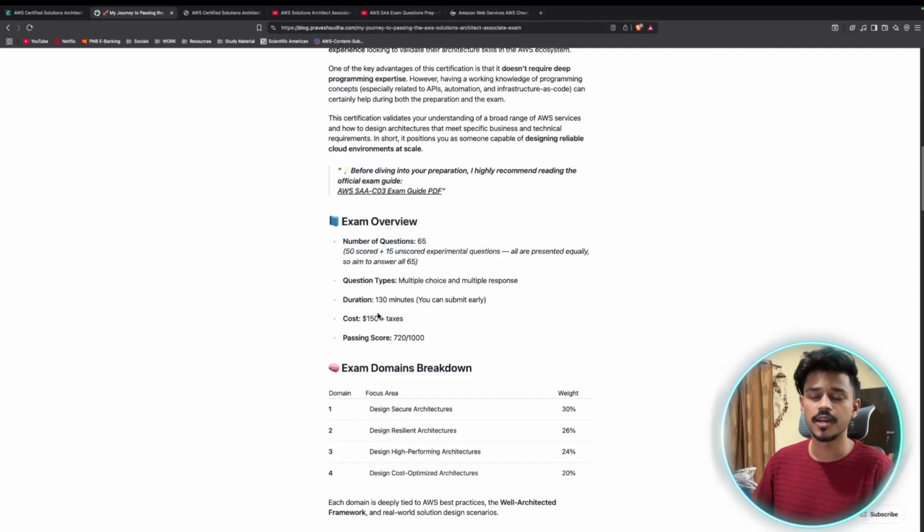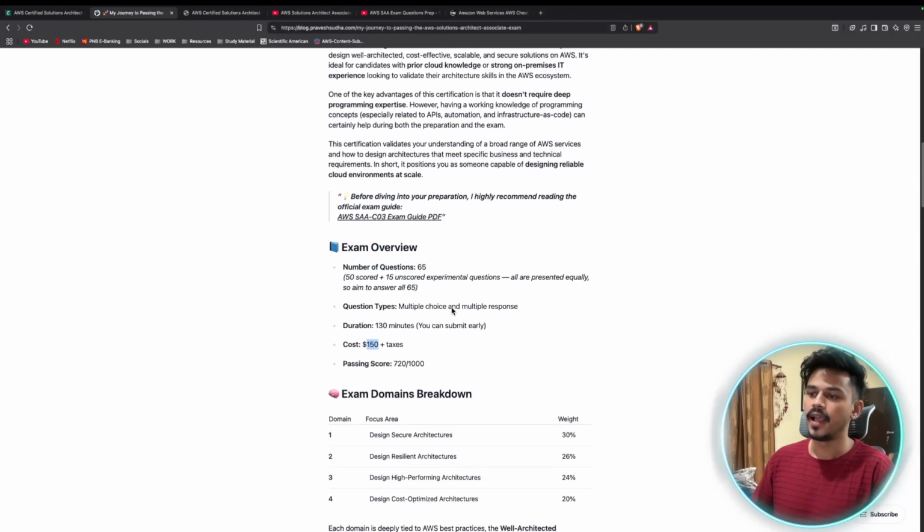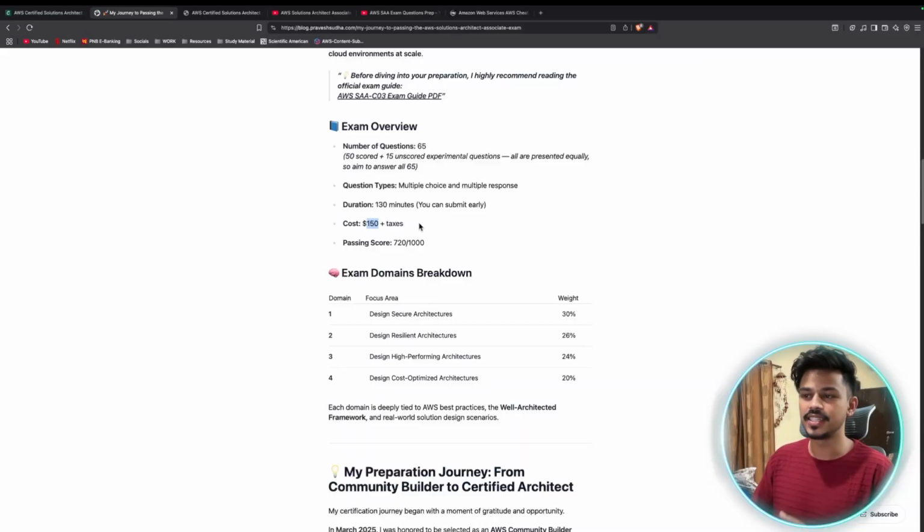And the cost of this exam is $150 plus additional tax depending upon the country you are giving the exam in. And the passing score for this examination is 720. AWS has their own way of measuring the marks, so you don't have to worry about it. Just give your best. So now let's see the basic exam domains.